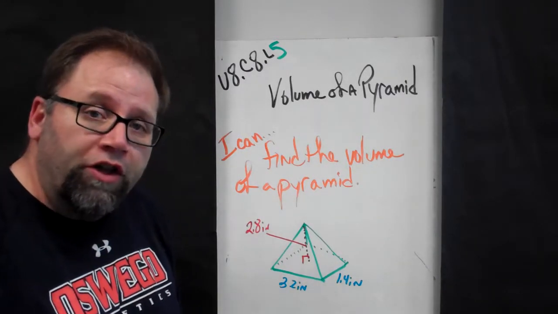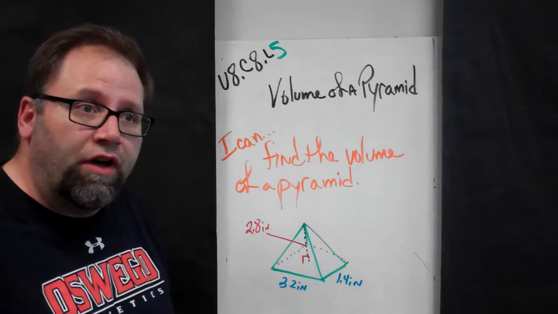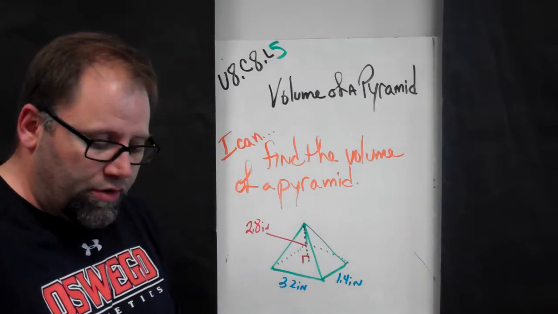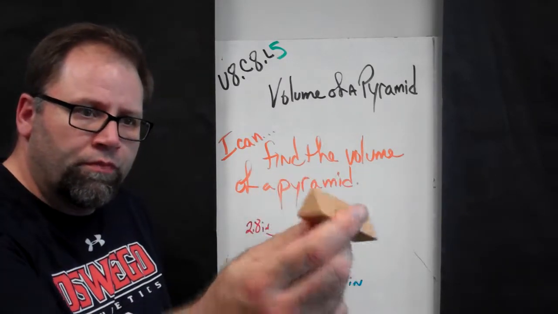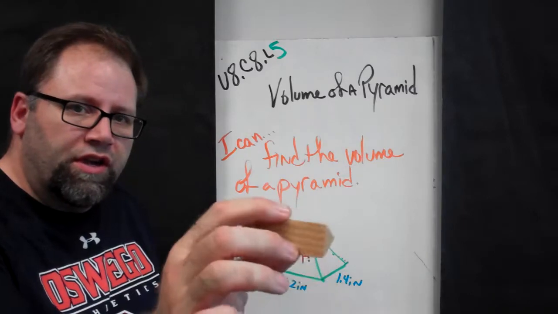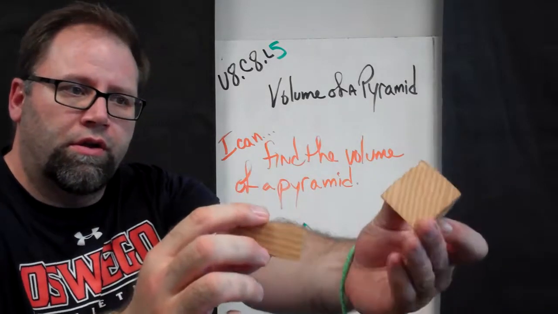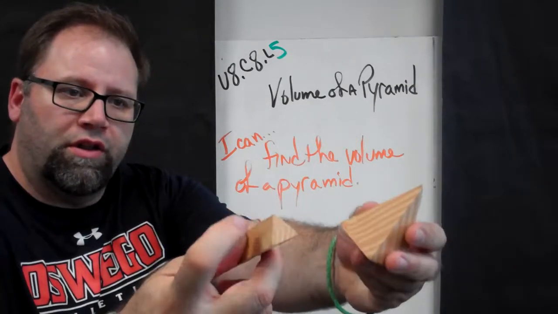So today we're going to do volume of a pyramid. We just did volume of prisms. Here is a prism, you can see, and then here is a pyramid. Kind of flip it around here a little bit.